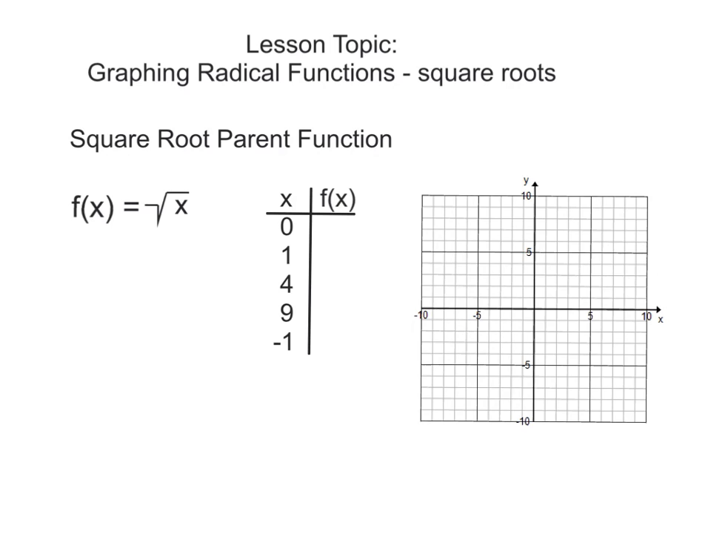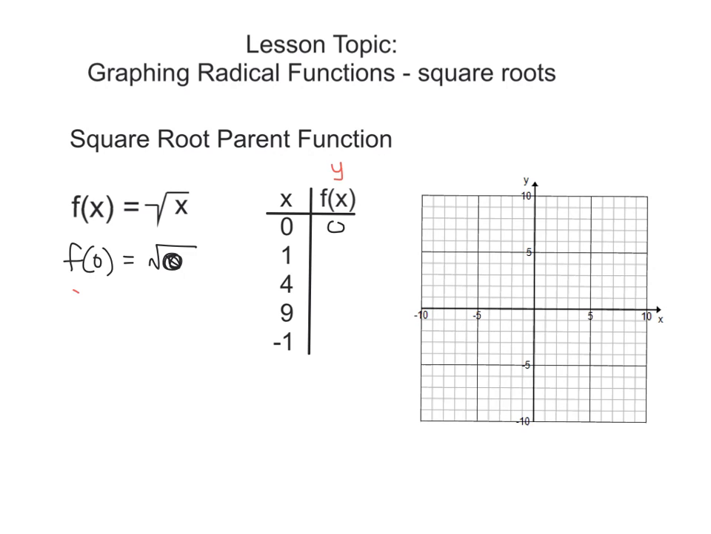So we're going to graph this first by using a table, because we can always graph any function by filling in values with the table. We're going to start by taking 0 and putting it in for x, and we're going to find the output, and the output is our y value or our f of x, if we're using function notation. So f of 0 equals the square root of 0, and the square root of 0 is 0.